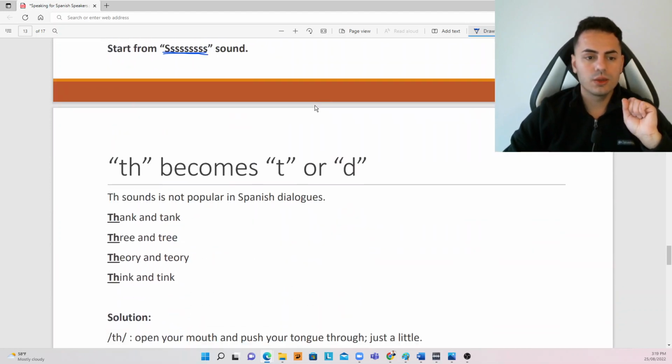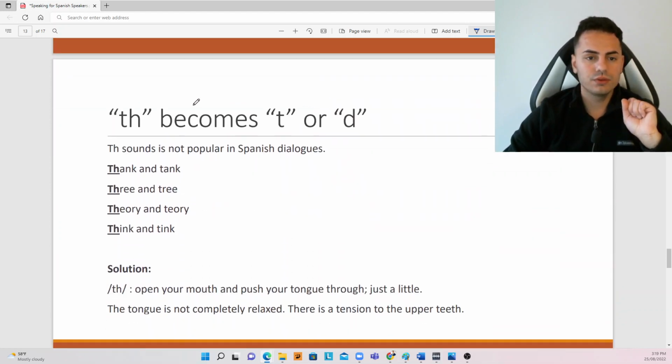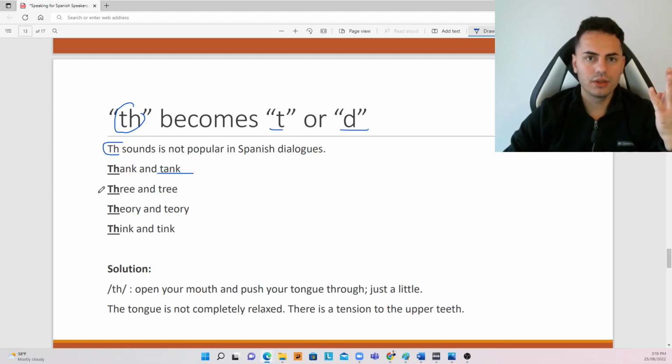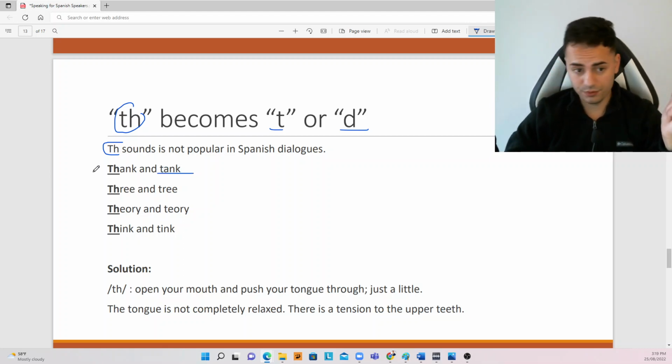What else do we have? Yeah, this one. The TH becomes T or D, okay? Because the TH sound is not common in Spanish. A word like thank could end up as tank, three as tree, theory as teory, thing as think.